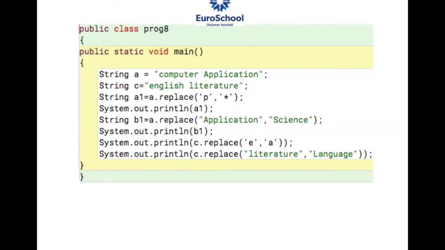Okay. Next, System.out.println C dot replace literature with language. Ma'am, the output would be English, then space, then language. Perfect. That will be coming. Okay.